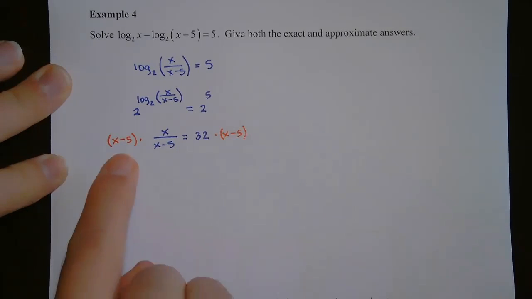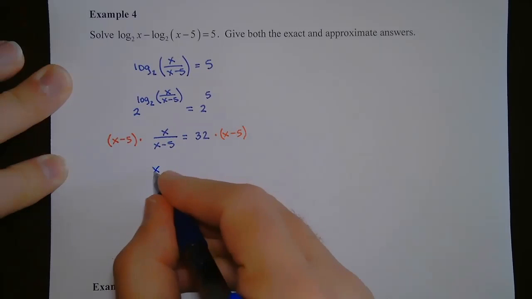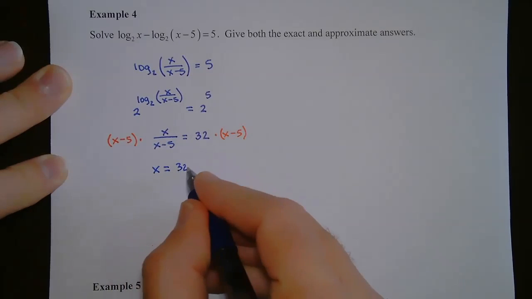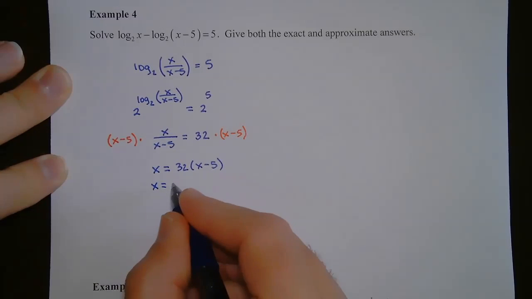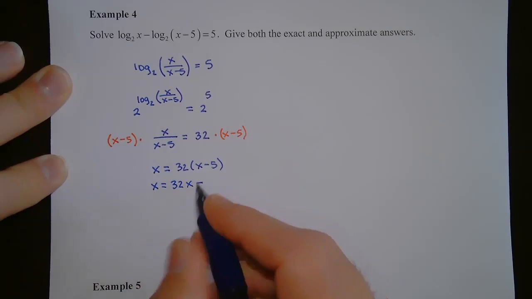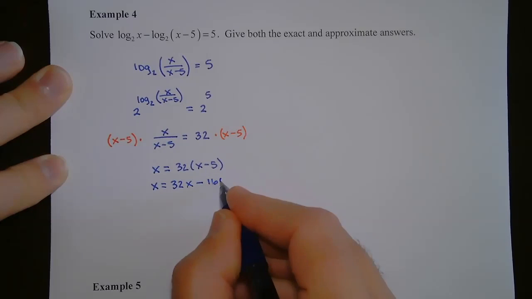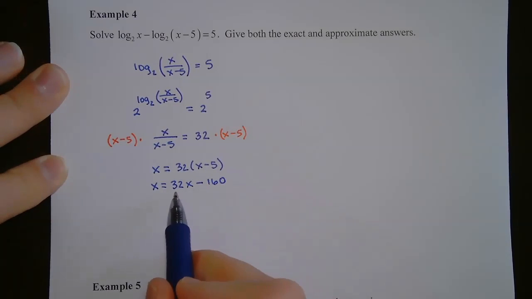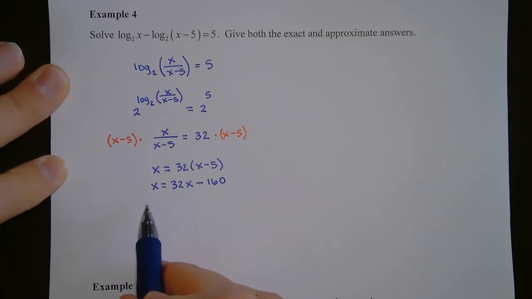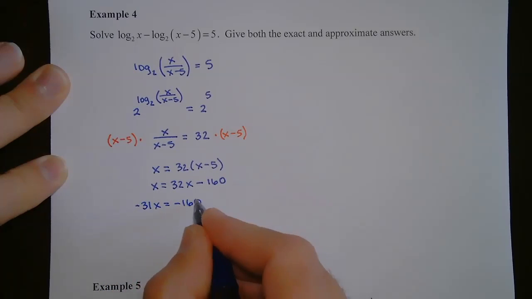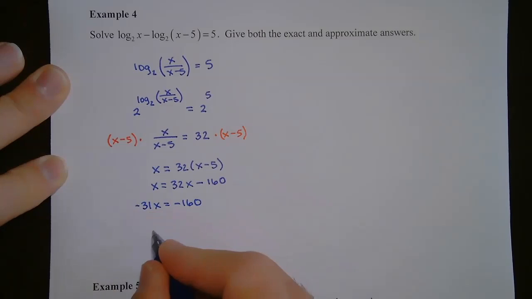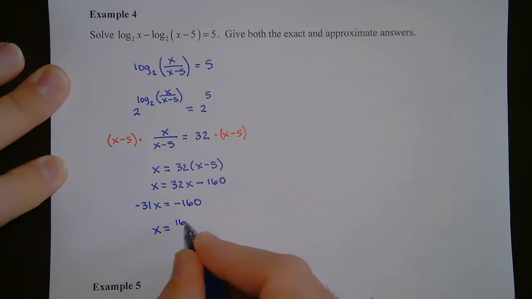All right, so now this x minus 5 cancels with this x minus 5 and makes just x on the left-hand side. And then this side would be 32 times x minus 5. And then we're going to distribute the 32. So that makes x is equal to 32x minus, and then 32 times 5 is 160. All right, and then we're going to subtract 32x from both sides. And this would be 1x minus 32x would give me negative 31x is equal to negative 160. And I'm going to divide both sides by negative 31. And that would give me an answer of 160 over 31. Okay. All right.